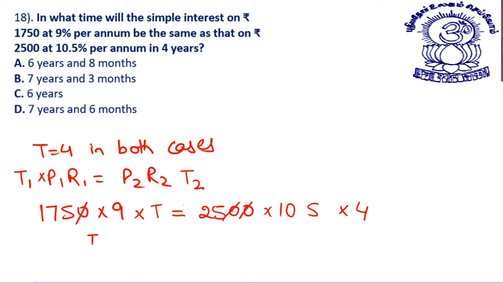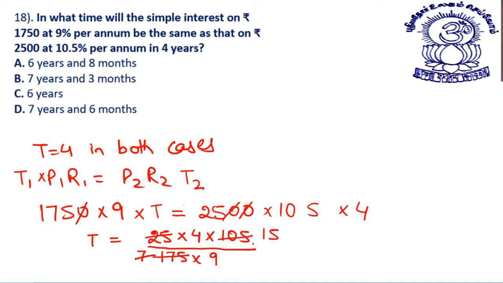Now what we have is T is equal to 25 into 4 into 105 divided by 175 into 9. Now look, 25 and 175 will cancel to give me 7. 7 cancels with 105 to give me 15. 15 cancels with 9 to give 5, this will give me 3. 4 into 5 is 20 by 3. So far clear?